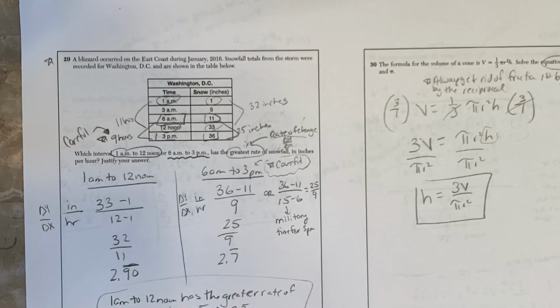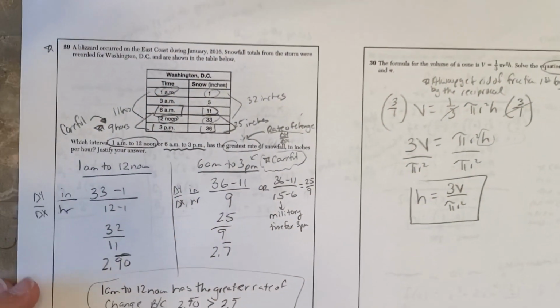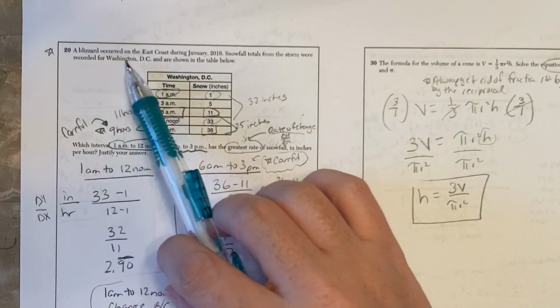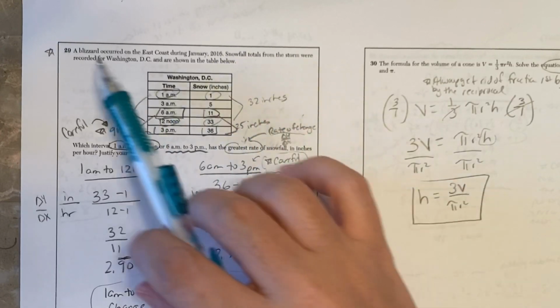All right, 29. Ugh, this question. I was not a fan of this question. This was tough. It even tricked me. So hopefully just try your best with it. So a blizzard occurred on the East Coast during January 2016. Snowfall totals from the storm were recorded for Washington.